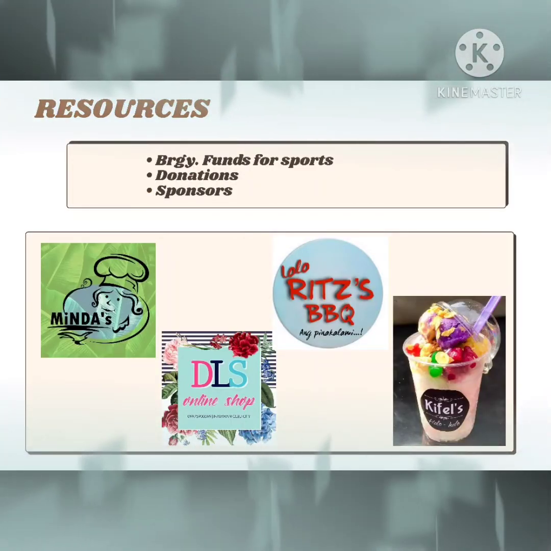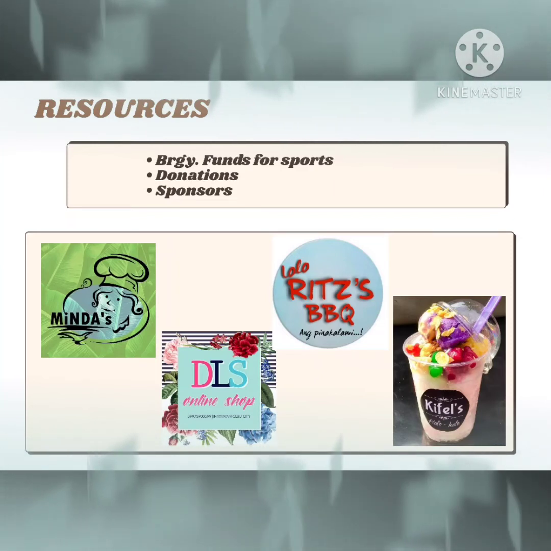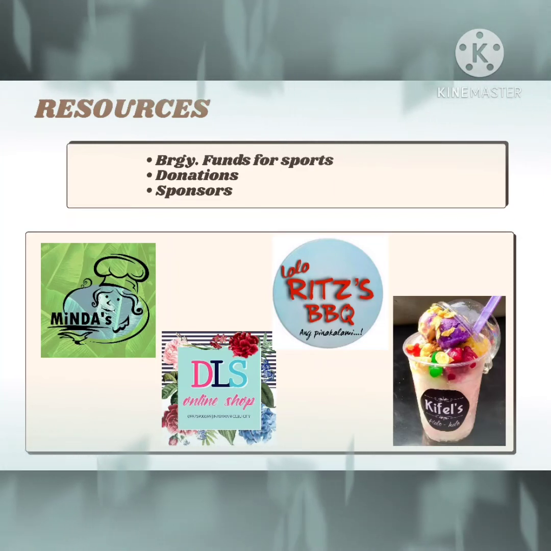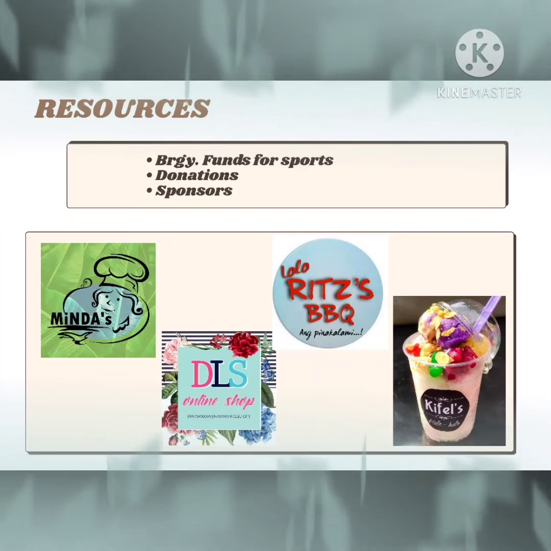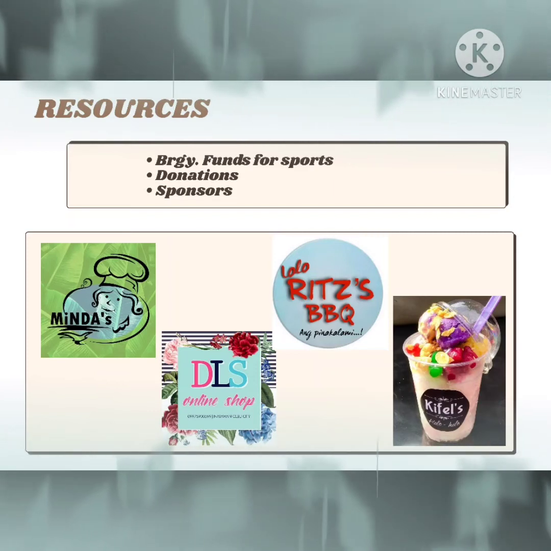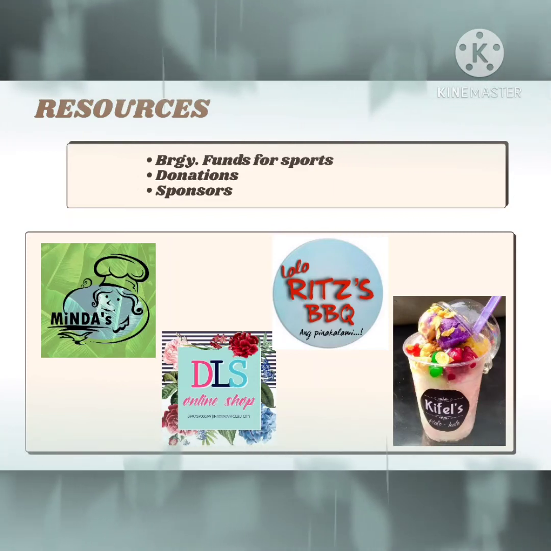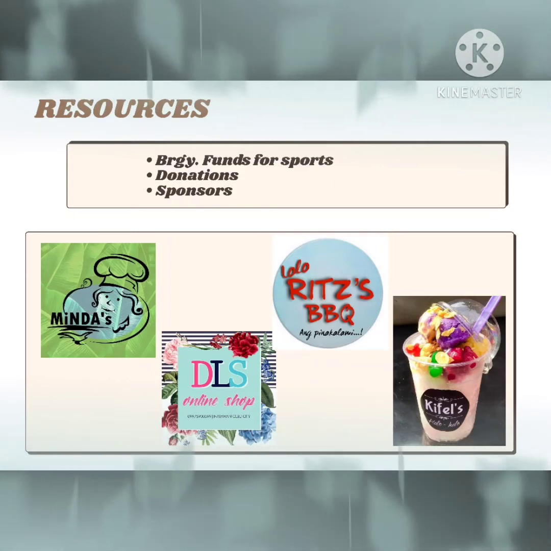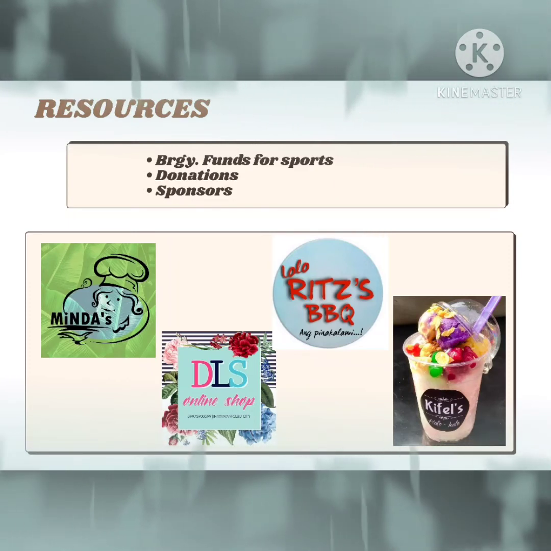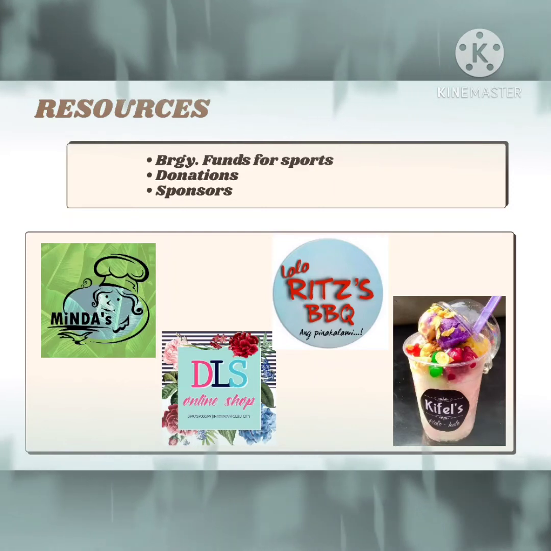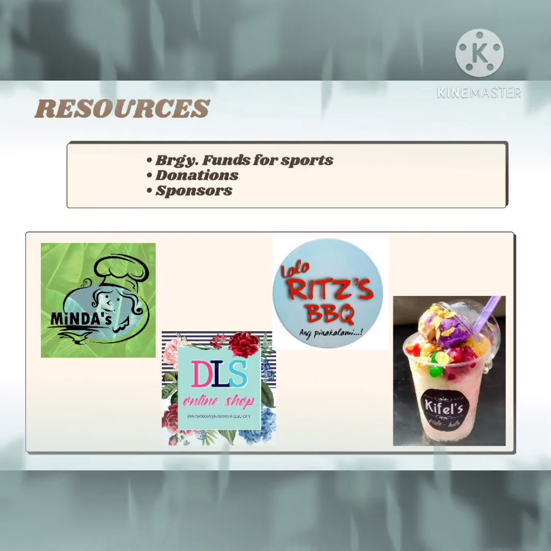The next, let's have the resources. So before we go to the estimated budget, let's have first the resources. So where does the fund come from? So asa gikuha ang kwarta para gasto sa tournament. So first is the barangay funds per sport. So kasagaran ani ang pundo nga allocated para sa sports. So mao ang kasagaran project sa SK.